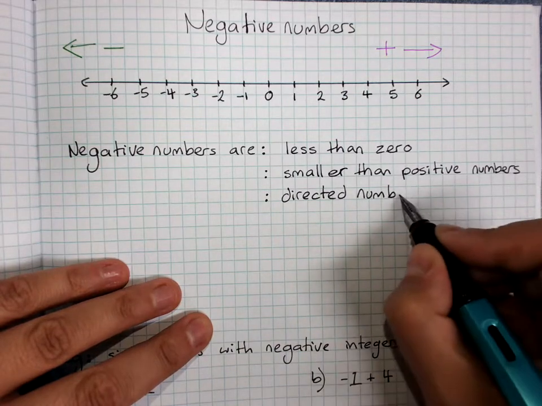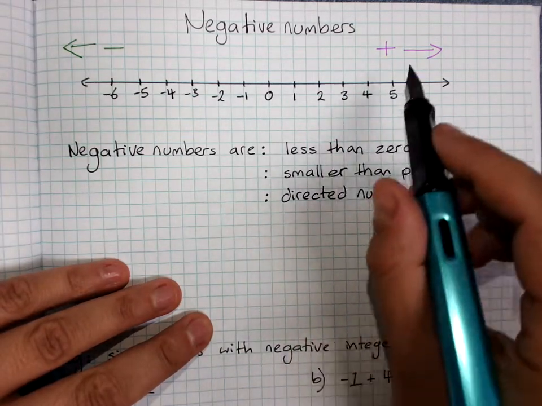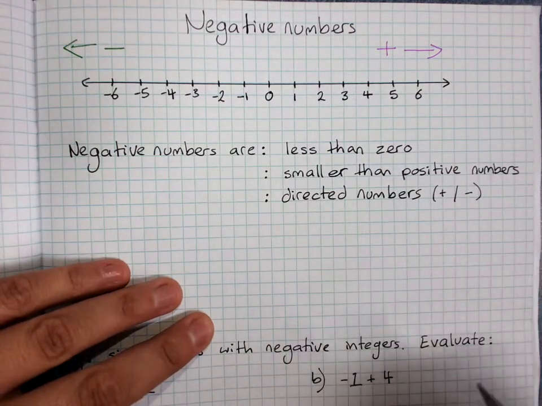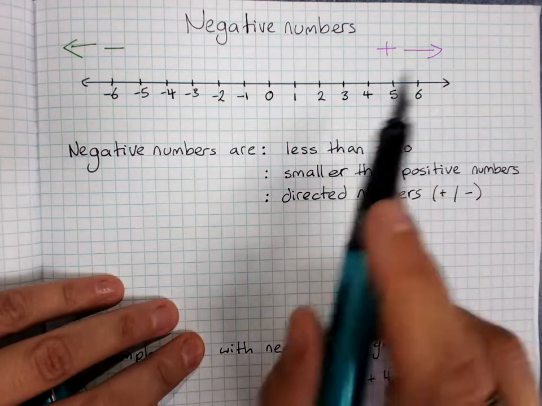So this goes for positive and negative numbers, and the positive or the negative is the direction of the number. Positive, negative.